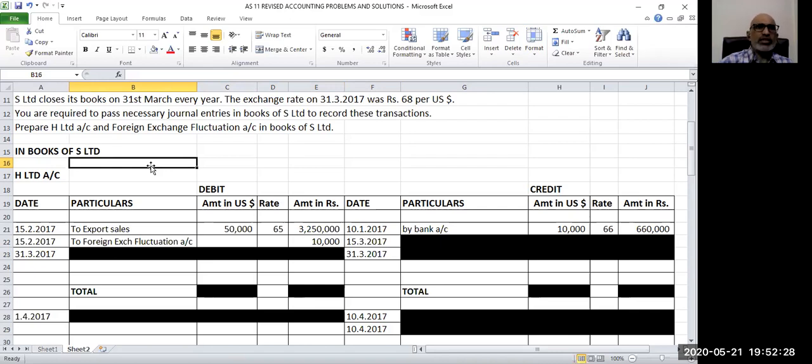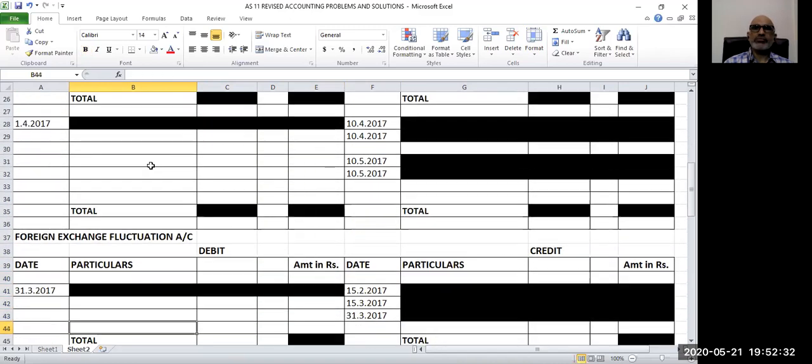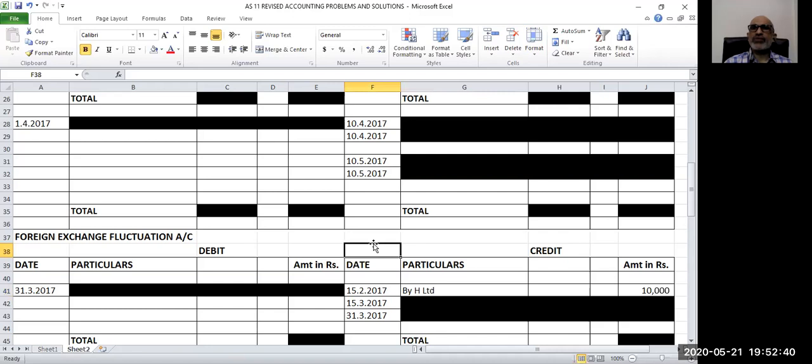So if you see foreign exchange fluctuation account, we will have the entry here. On 15th Feb, our entry is credited here by H limited. Foreign exchange fluctuation account is credited for 10,000 of gain. The entry is H limited account debit to foreign exchange fluctuation account. So we record here the gain.